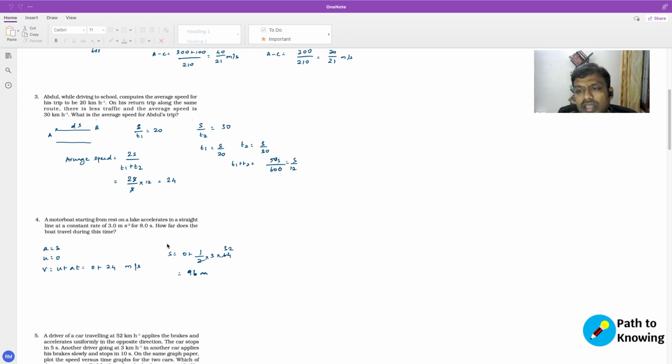So we can use the second equation of motion, which is s, to calculate the total distance or the displacement here. s is ut plus half at squared, right? So u is 0, so the first part becomes 0, and it's half of the acceleration, 3, and the time is 8, squared, which is 64. And the total distance through this calculation will get you to 96 meters.